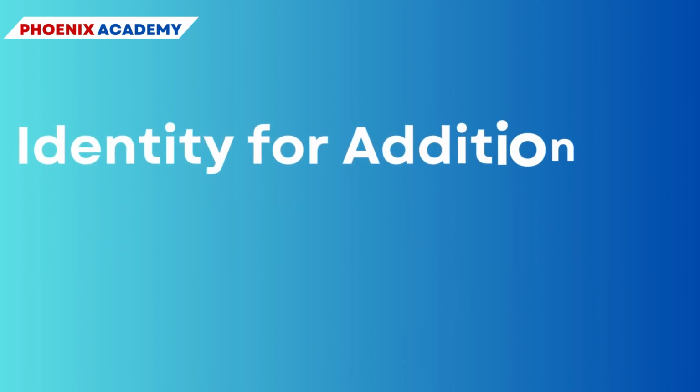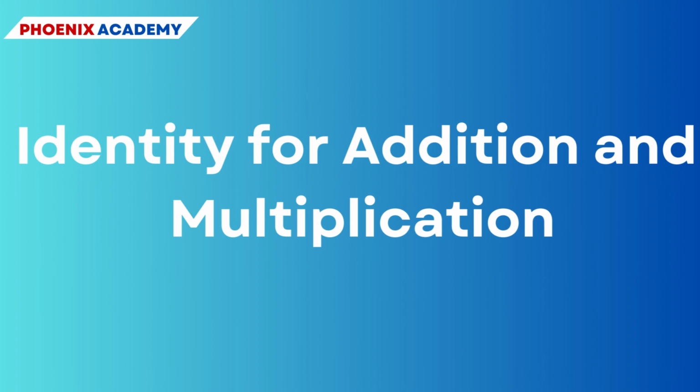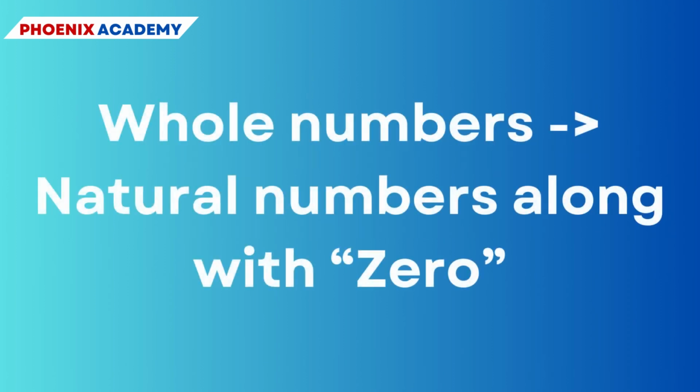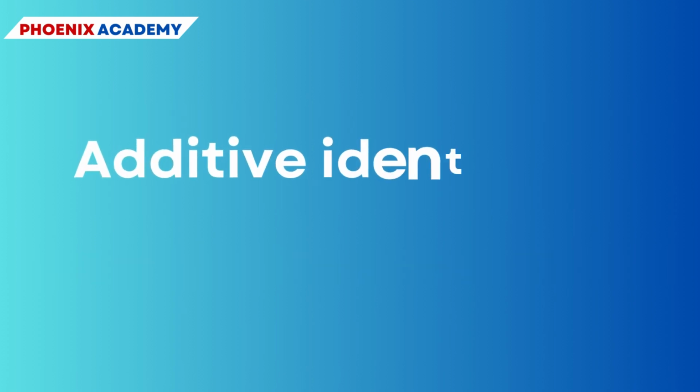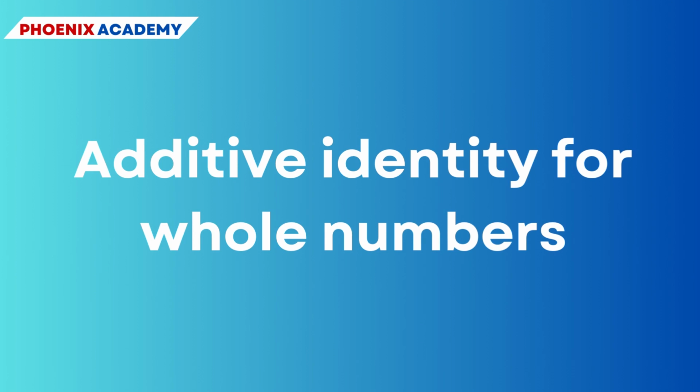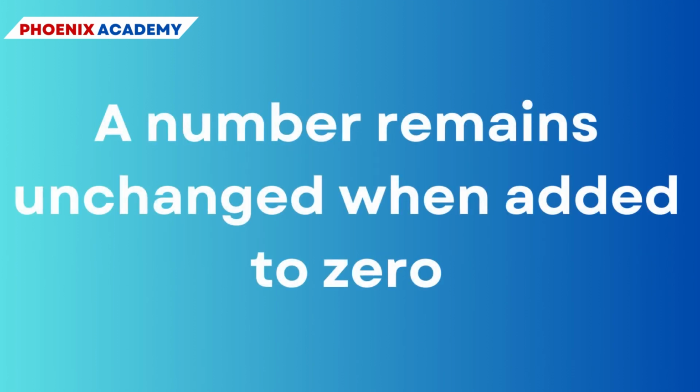Next we will learn identity for addition and multiplication. The difference between the whole numbers and natural numbers is just the presence of 0 in the collection of whole numbers. Thus, the number 0 has a special role in addition. When you add 0 to any whole number, the result is the same whole number again. Here we came across an additive identity for whole numbers. A number remains unchanged when added to 0.